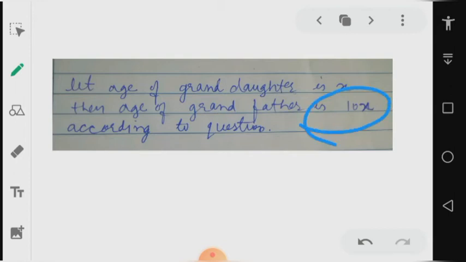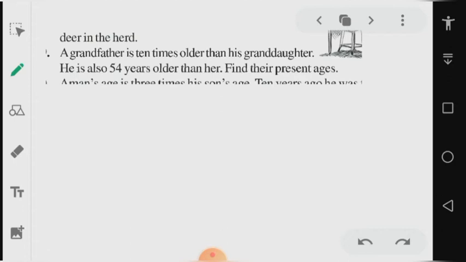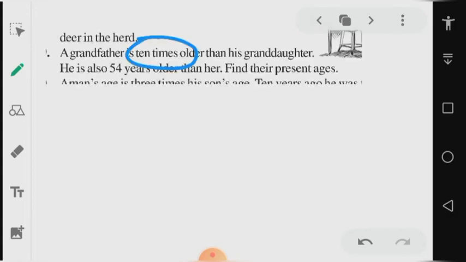So consider, let the age of the granddaughter be x. Then the age of the grandfather is 10x. So what is the meaning of this 10x? Because it is given that grandfather is 10 times older than his granddaughter. Here, times means multiply, and we have multiplied 10 with x. So the age is 10x.